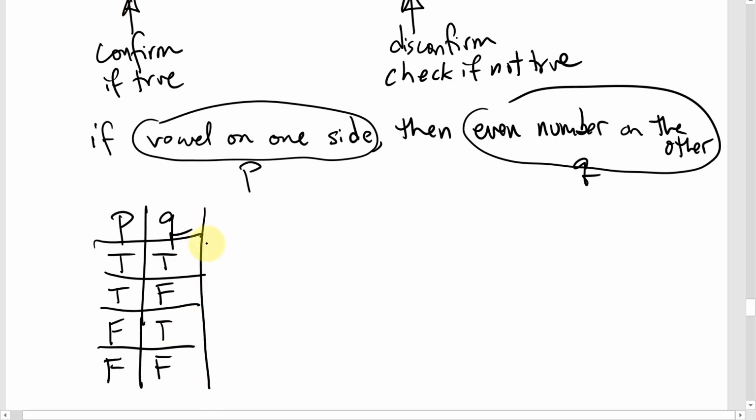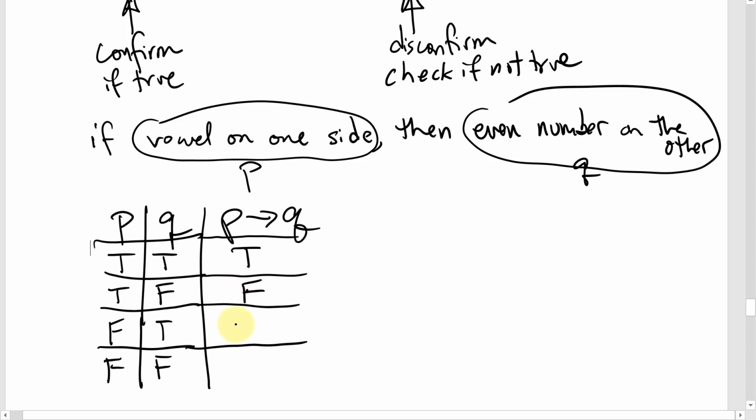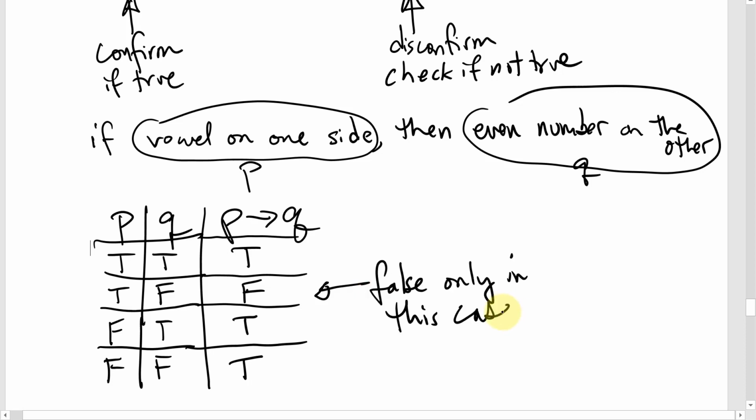And I'm looking at the truth value of a conditional statement, which has the form P implies Q. In this case, it's true. In this case, the conditional is false. Here it's true. There it's true. So only in this case would we actually have the conditional being false.